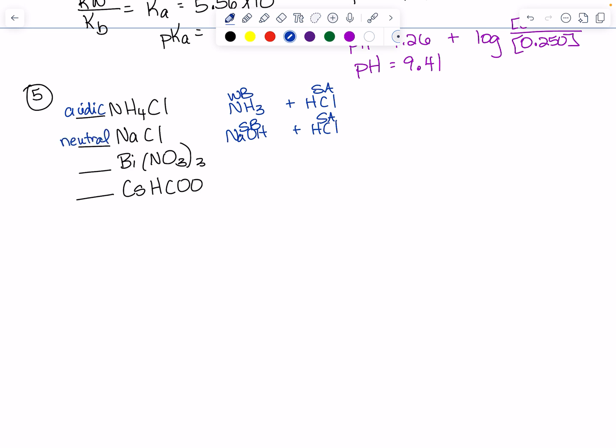Okay. Bismuth 3 nitrate could be formed from bismuth hydroxide and nitric acid, which is a strong acid. And bismuth 3 hydroxide is not a strong base, so it has to be a weak base. That means this salt is going to be acidic. And then cesium formate could be formed from cesium hydroxide and formic acid. The formula for formic acid was on your Ka table. But cesium hydroxide is a strong base. Formic acid is a weak acid. That means this salt would be basic.